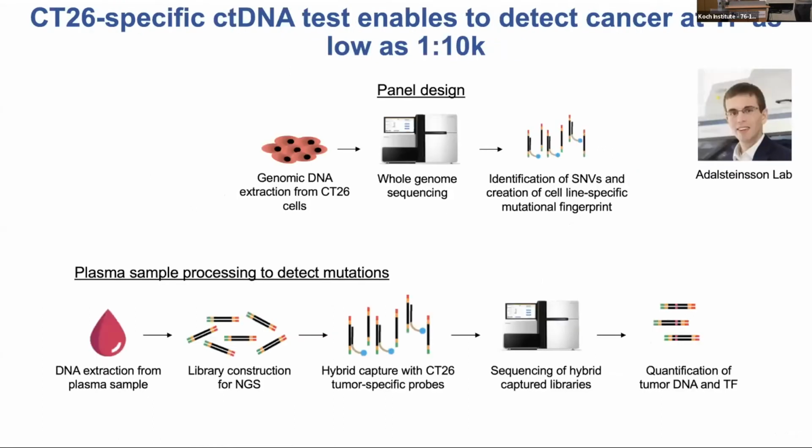So we next designed a panel, or a test, that allowed us to very specifically find tumor mutations in DNA to be able to detect this tumor-derived material. And this assay is based on a hybrid capture where we can very specifically look for loci in the mouse genome that correspond to mutations in the cell line and quantify both tumor DNA and also tumor fractions in our samples.